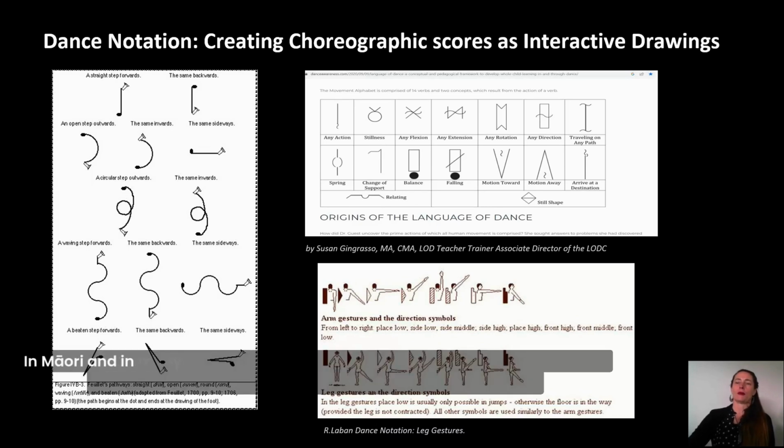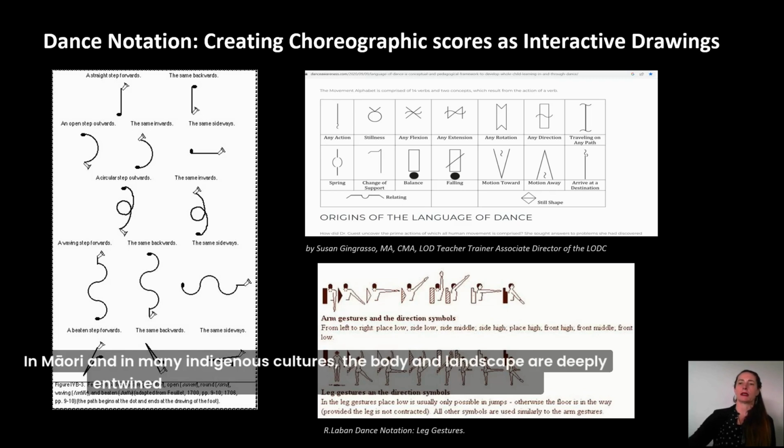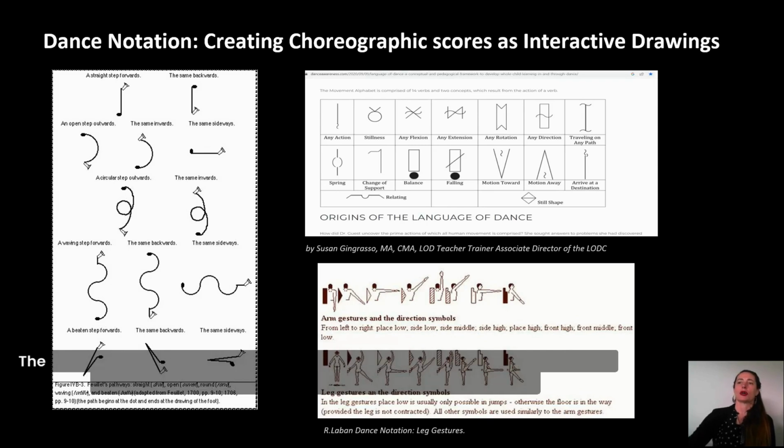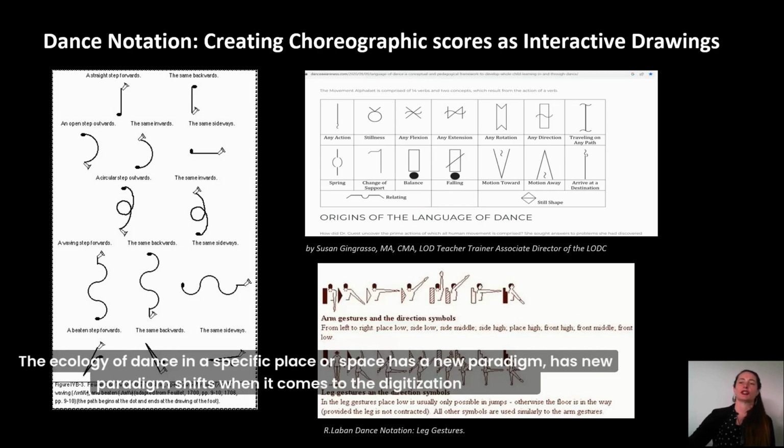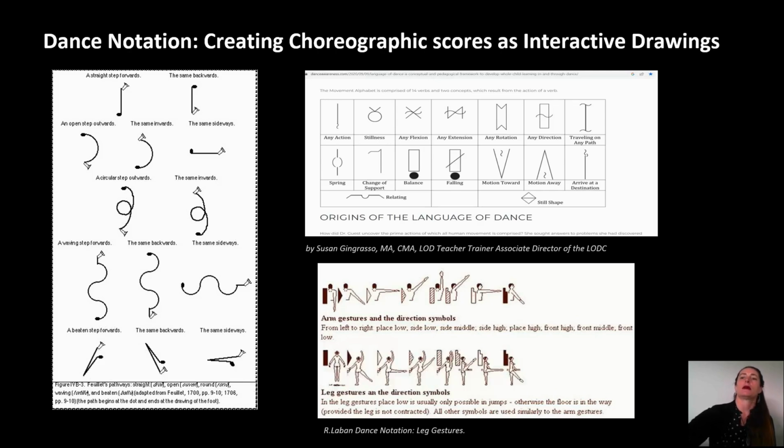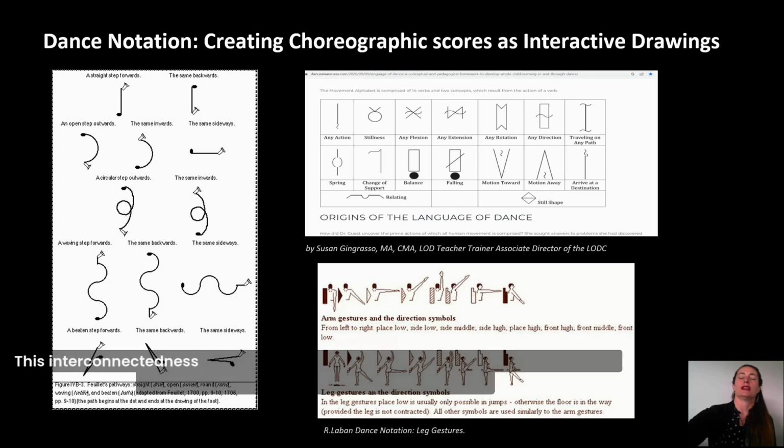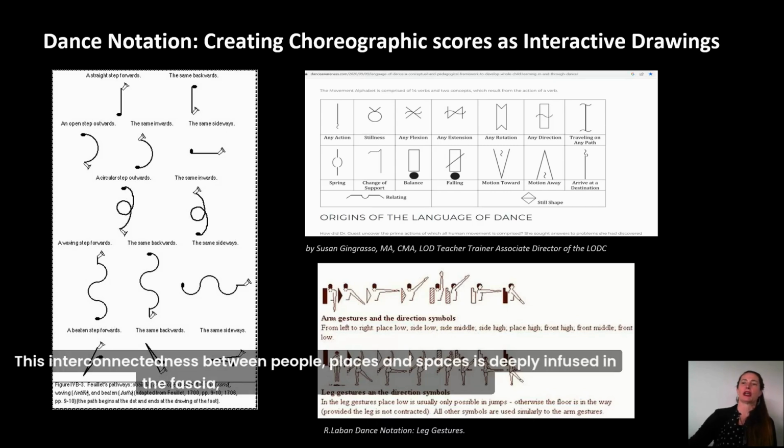In Māori and in many indigenous cultures, the body and landscape are deeply entwined in the mind, body and soul in connection to place. The ecology of dance in a specific place or space has new paradigm shifts when it comes to the digitization of dance. This interconnectedness between people, places and spaces is deeply infused in the fascia, the bones and the cells of our body.